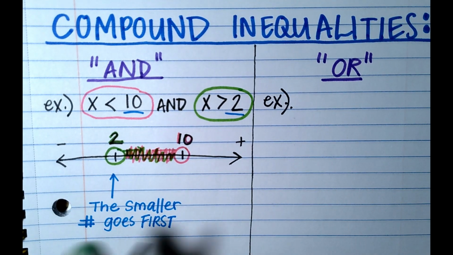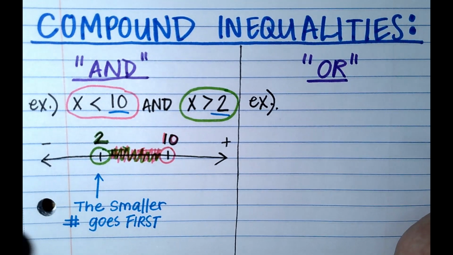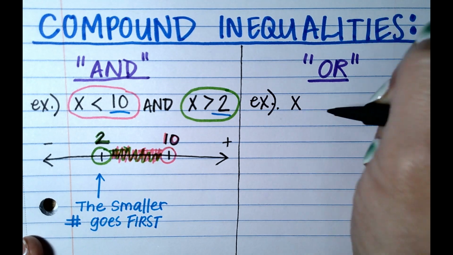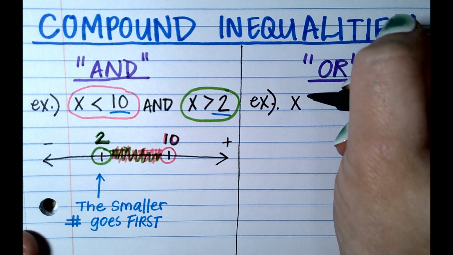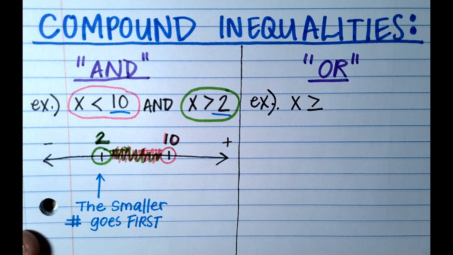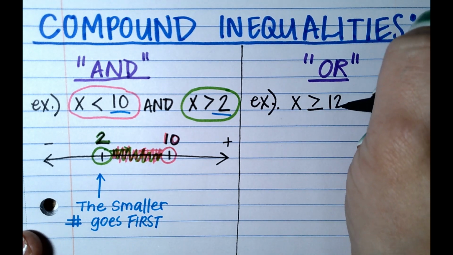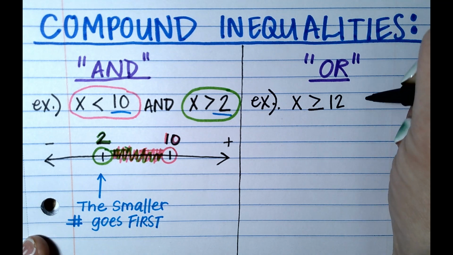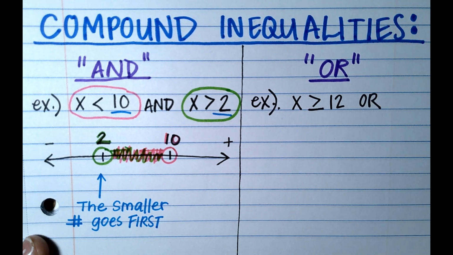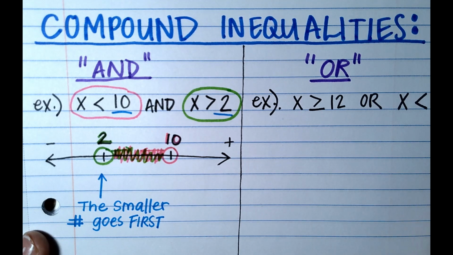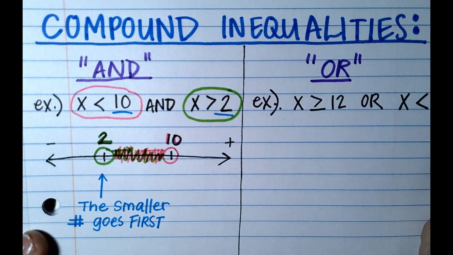Okay, so we have our "and." Now for "or," let's try x is greater than or equal to 12 or x is less than 3.